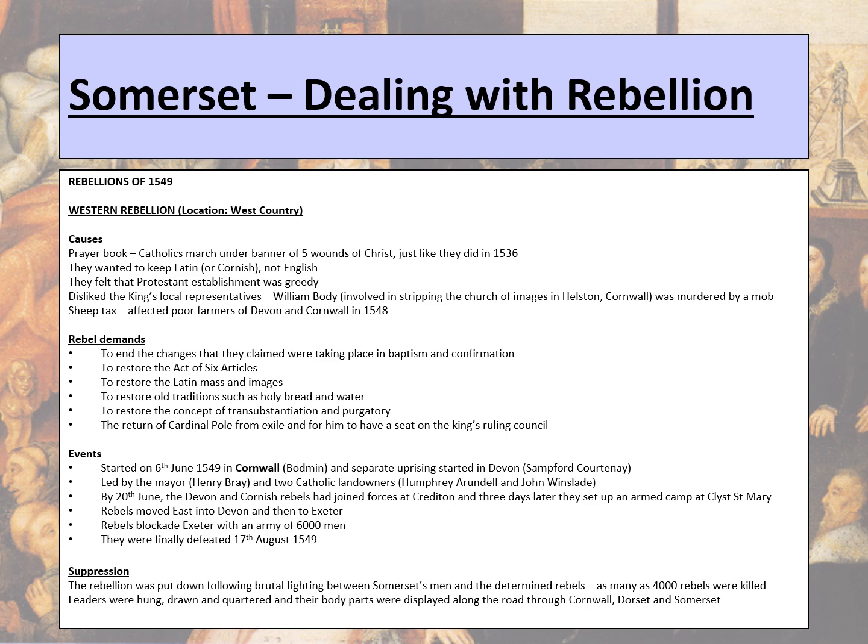And also it's quite important to note that the Western Rebellion and the Ket's Rebellion have different stances when it comes to religion. So, in the Western Rebellion, it's Catholics marching against the Protestant changes. Whereas in the Ket's Rebellion, you've got Protestants who want to see greater Protestant change. That just demonstrates how much religious confusion there was at this time and how much people were just looking for some guidance on what was going to happen with religion in the country.